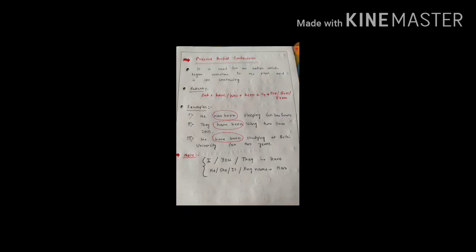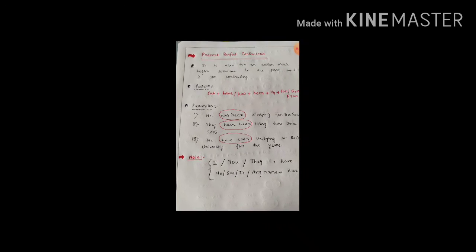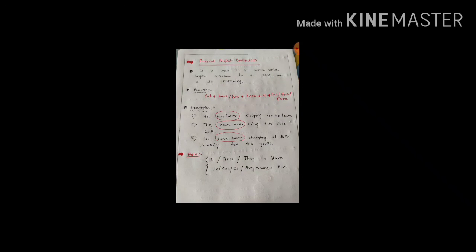Okay, here look at the note that you should write have after I, you and they, and you should write has after he, she, it or any kind of name. We use have after I, you and they, and we use has after he, she, it and any name. So this is the topic of today.